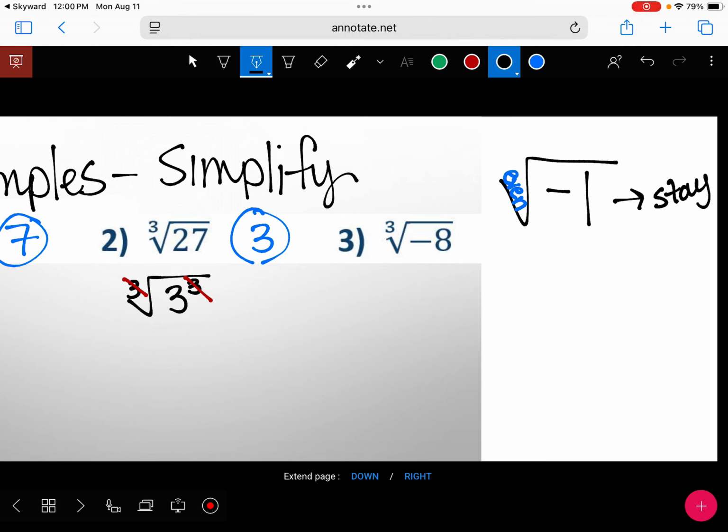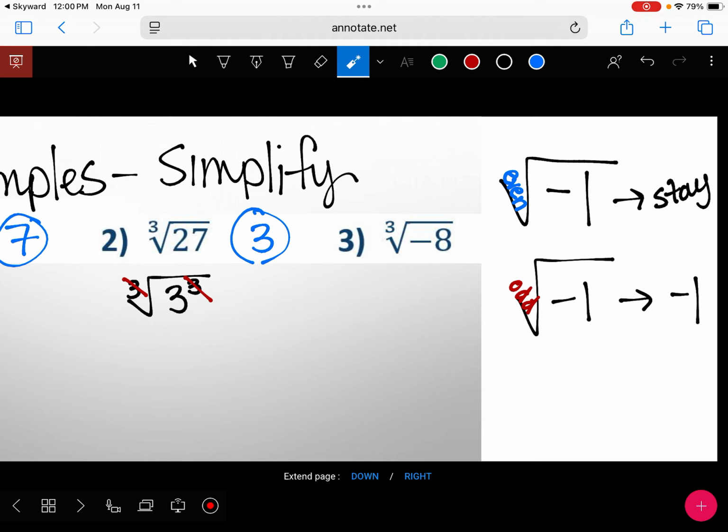However, if it's odd, so this number in the elbow is an odd number, it doesn't stay. It comes out and it becomes just negative 1. So that's something important to keep in mind when you come across negatives. If it's an even index, we just leave it. We don't change it. It just stays whatever root negative 1. It stays under the hood. If it's an odd index, we can take it out.